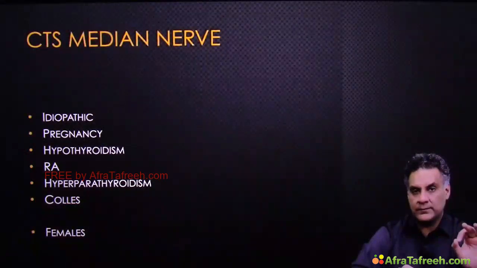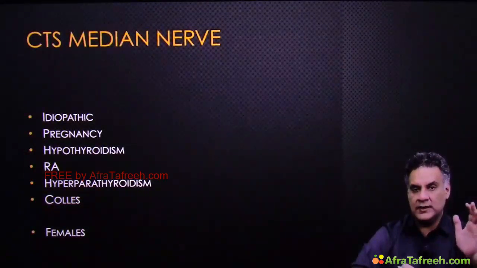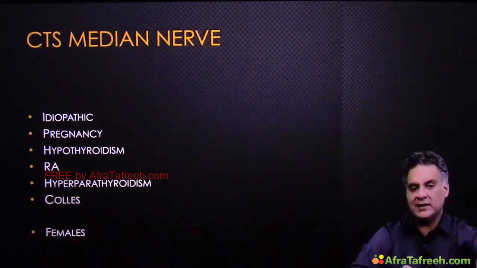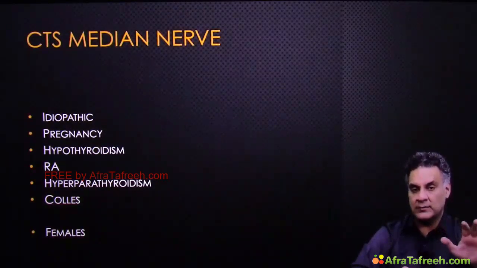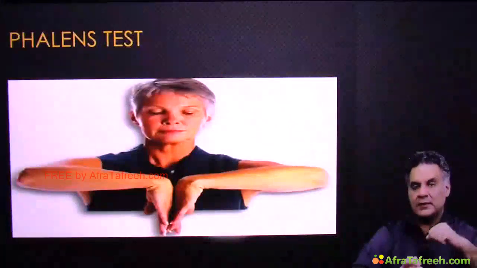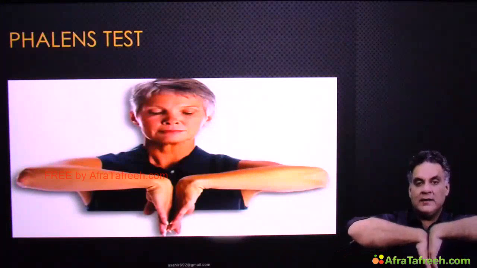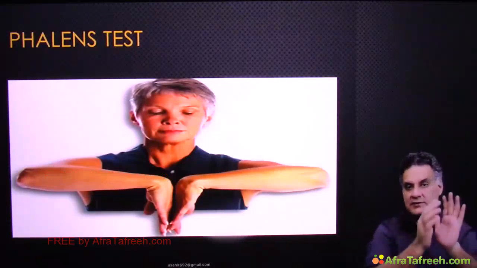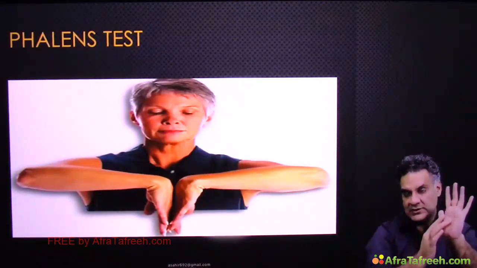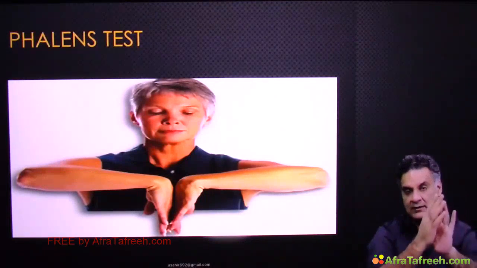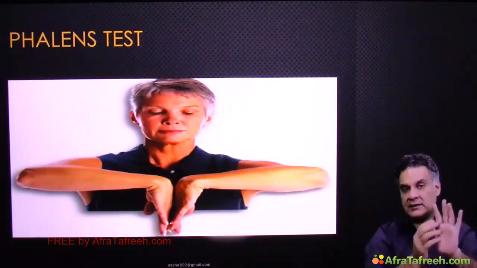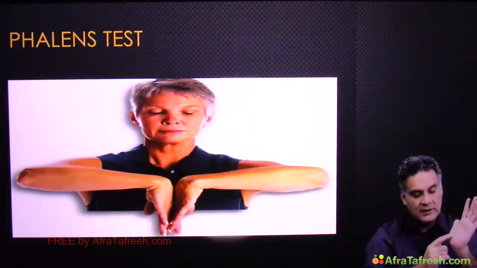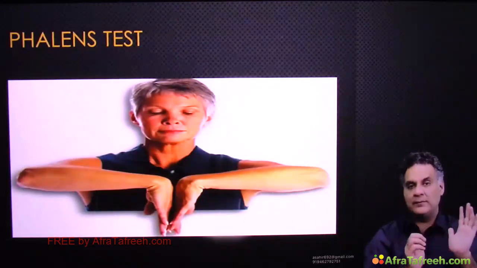Carpal tunnel syndrome, the median nerve involvement, is usually idiopathic, but they can give you a history of pregnancy, hypothyroidism, arthritis, hyperparathyroidism, or Colles fracture. It's more common in females. If you do a reverse namaskar, this is called Phalen's test. If you maintain this position, patient will have sensory presentation in the distribution of the median nerve. So lateral 3.5 fingers, numbness will be there. You can carefully note patient might have wasting of the thenar eminence also.